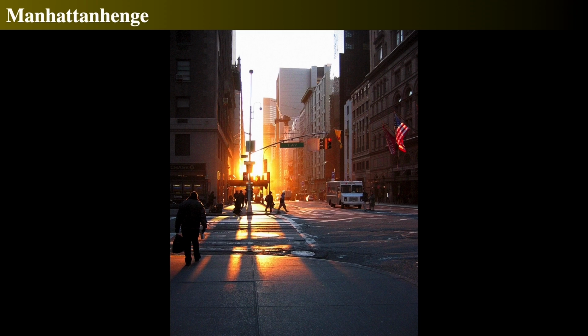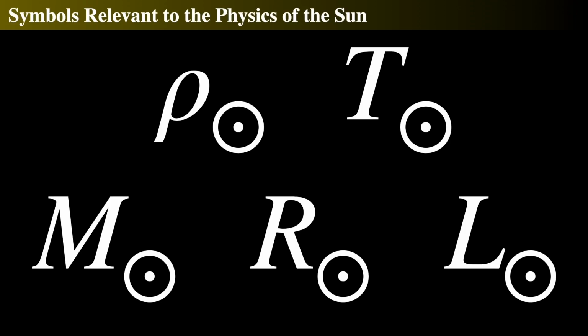They really can't. Anyway, there are some symbols and some things that we need to look at that are relevant to the physics of the sun. We're going to be talking about the bulk properties of the sun. Each one of these symbols has a little circle as a subscript, a circle with a dot in it. The circle with the dot in it is the alchemical or astrological symbol of the sun, and we just appropriate it because it's easier than writing out sun or solar or something like that.